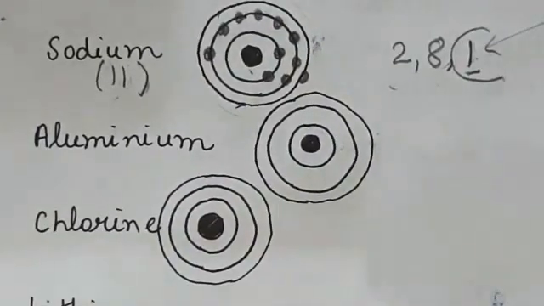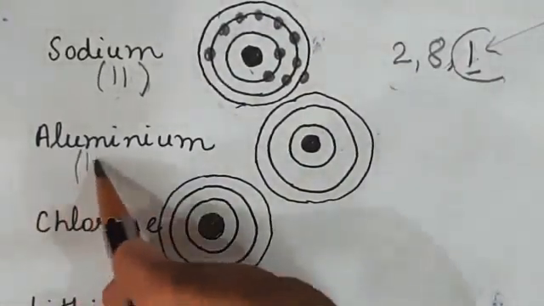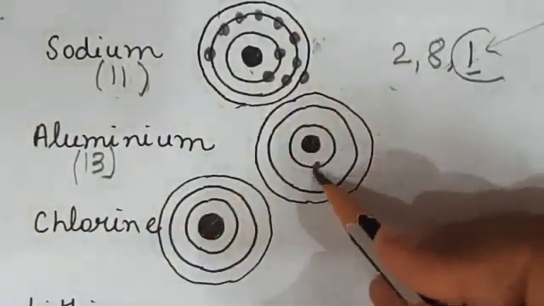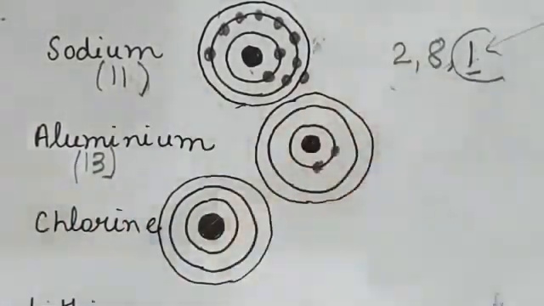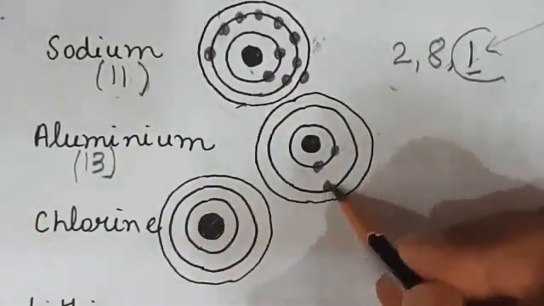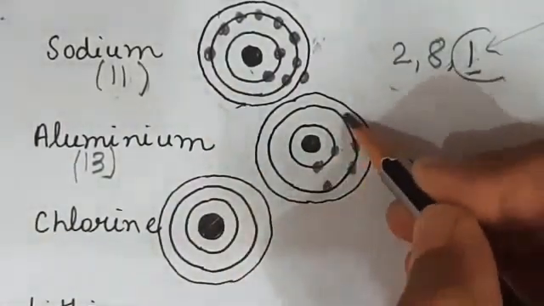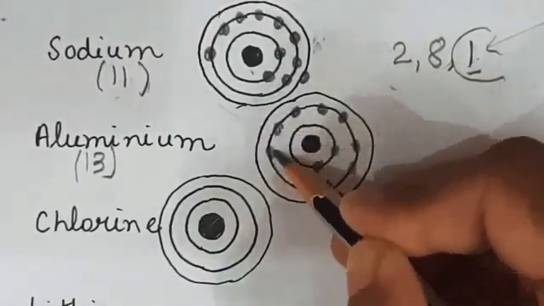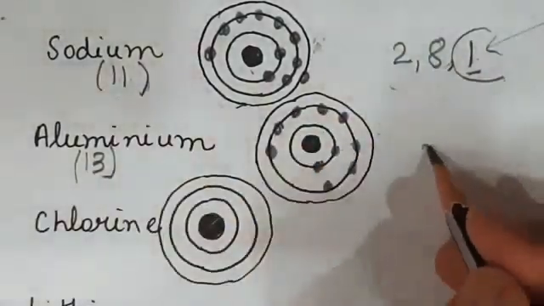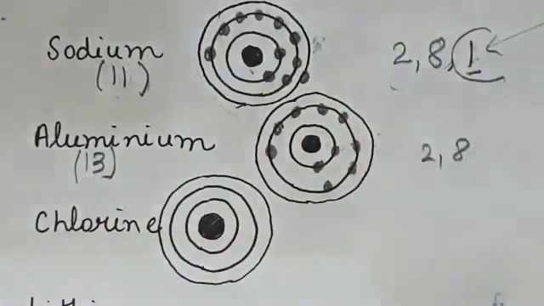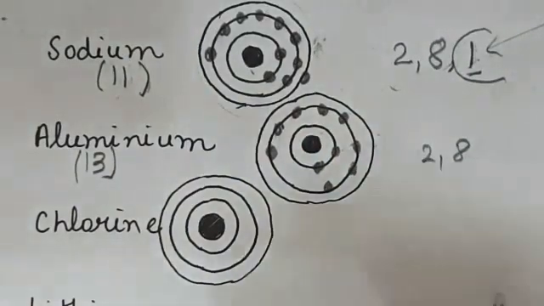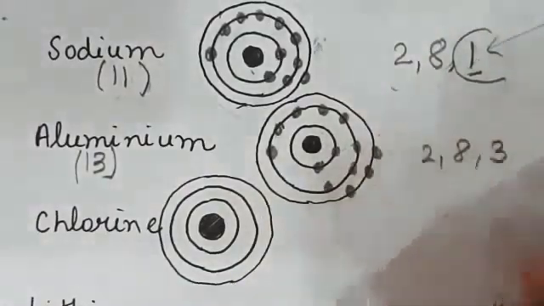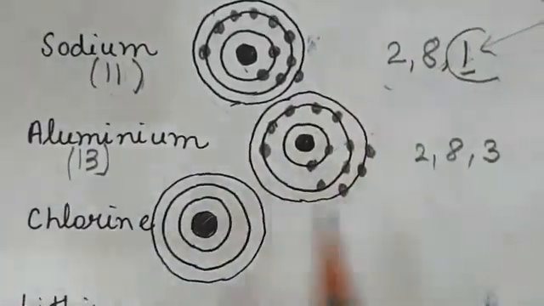Another example, aluminium. What is the atomic number of aluminium? 13. Start filling the electrons. 2 electrons in the first shell. Then 8 electrons in the second shell. So 2 plus 8, 10. Now we are left with 3 electrons. So 3 electrons in the next shell. So 2 plus 8 plus 3, that is 13.